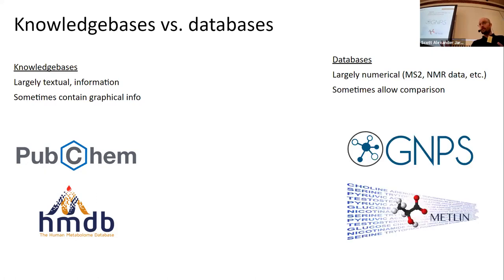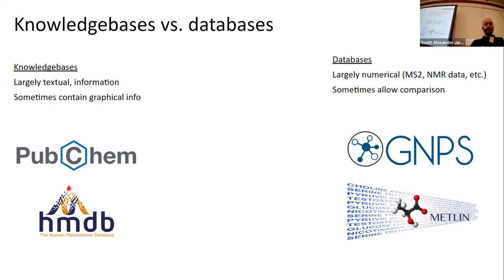Good examples are GNPS and Metlin. They contain all of this data. You can mine against this data, and you can get direct matches against your data. So these annotations are much more resolute than the information-based searches, because I can type in a mass and I might get 10,000 hits, whereas if I put in an MS2 spectrum, I might get 10 hits or I might get 1 hit.